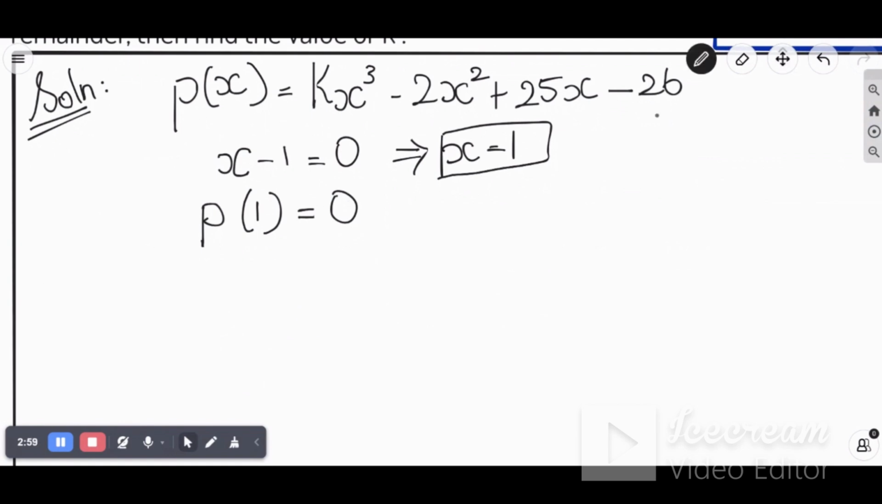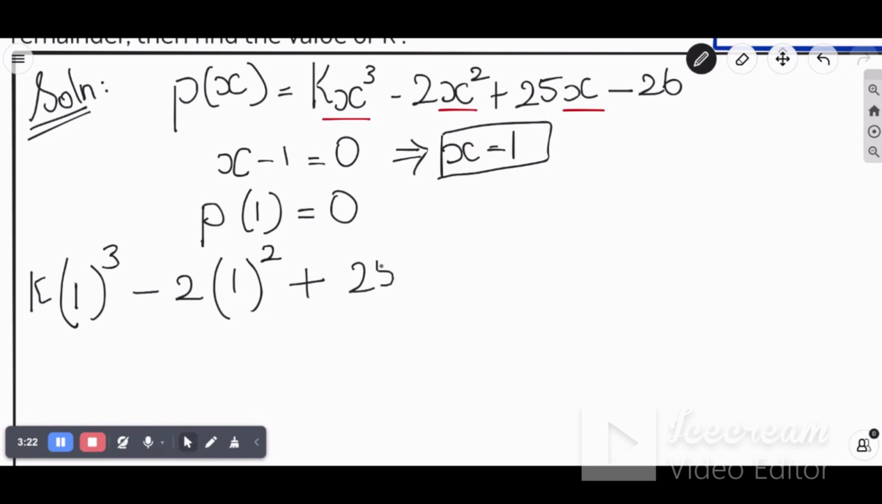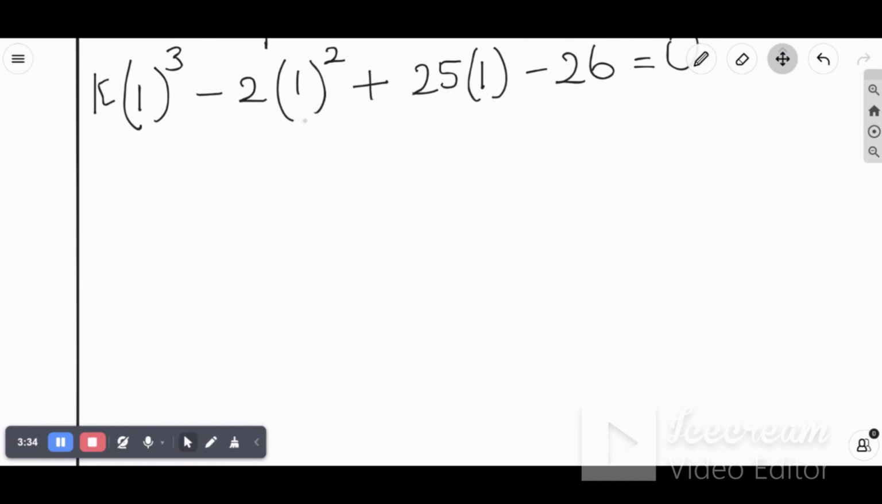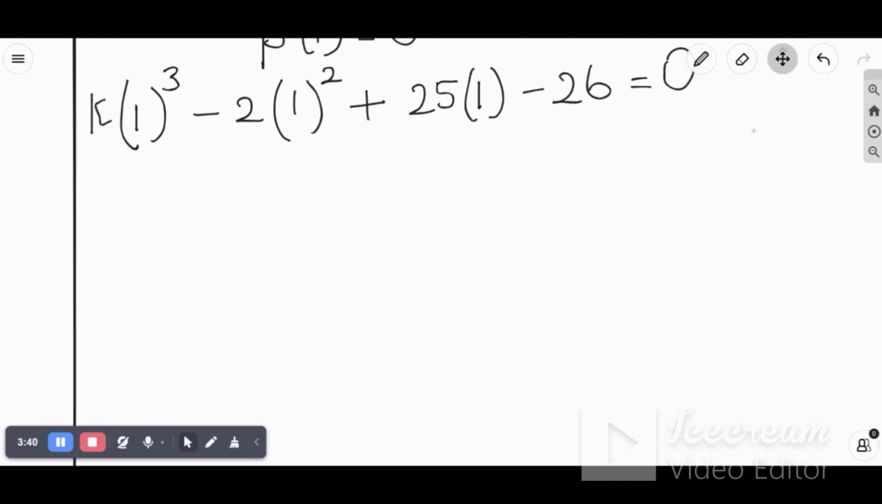To solve it, we have to put x as 1 in this equation. That will be k into x cube, put 1 cube, minus 2 into x square, which is 1 square, plus 25 into x, minus 26, that is equal to 0. Now let's solve this and find your value of k. If you look here, all are numbers except your k. So you have to solve your equation to get the value of k.